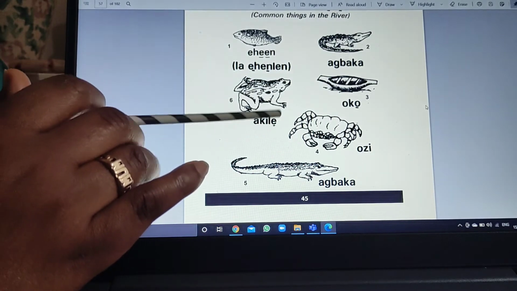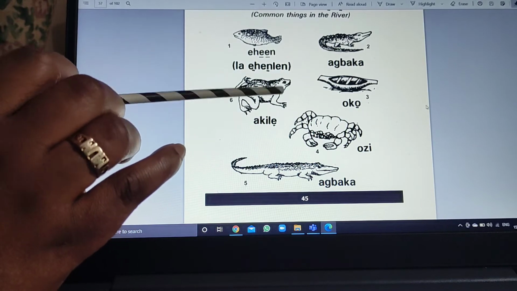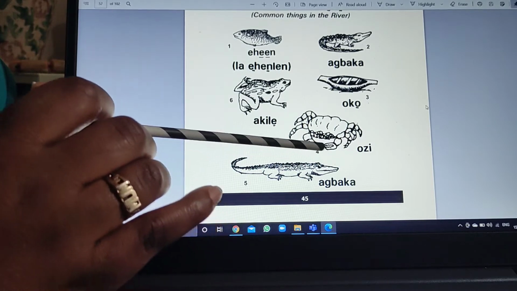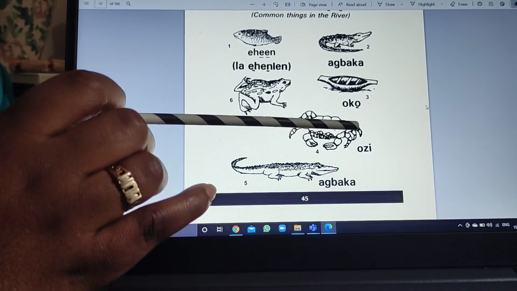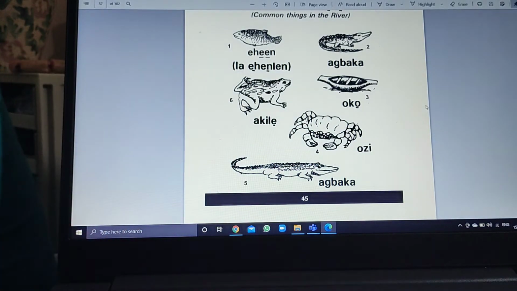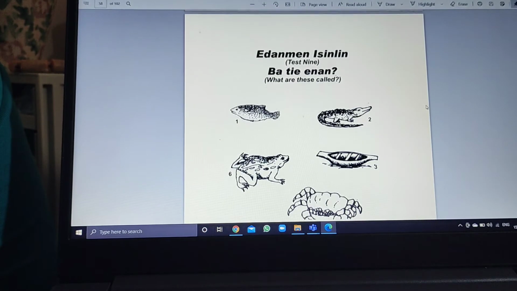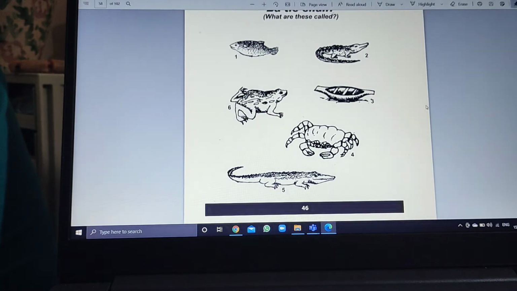So this is usually a very common word that is used sometimes. So yeah. Then ozi is crab. Crab is ozi in Esan. Right. So that's the end of the river lessons, the things in the river.